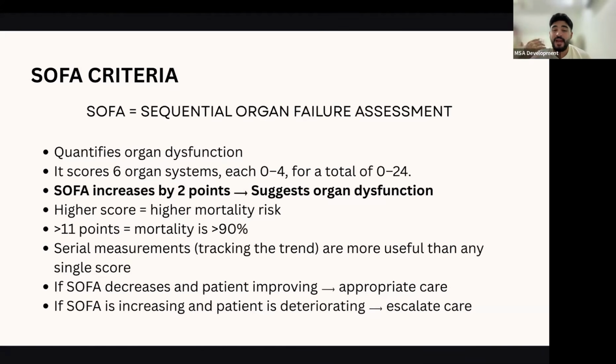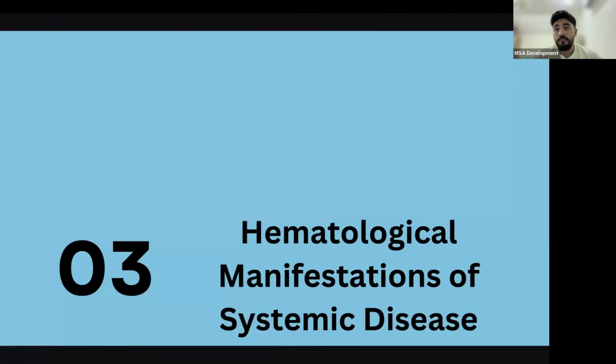If their score is increasing and their outcomes are deteriorating, then here we need to escalate the care and make it more advanced. So this is really all about MODS. Very simple, very easy. Now we move to hematological manifestations of systemic disease.